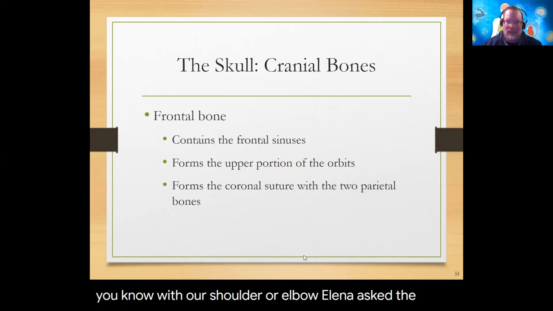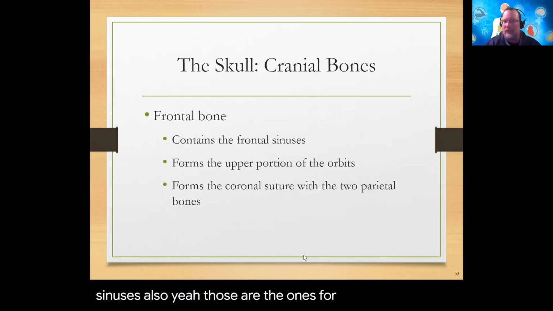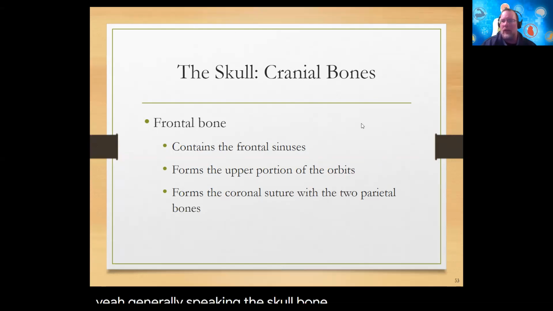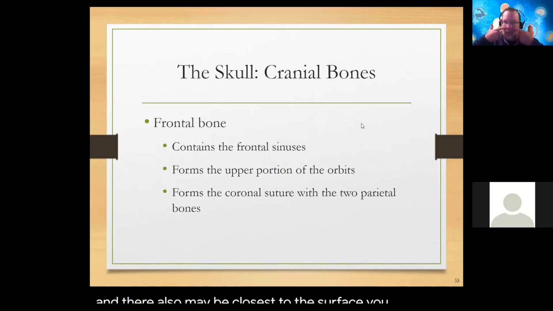Elena asks about the sinuses also. Yeah, those are the ones for sinus infections. Generally speaking, with the skull bones, I have a couple of illustrations coming up that will show all of the sinuses. They're pretty deep in, not the frontal bones. The sinuses of the frontal are the largest, I would say, and they're also maybe closest to the surface. You have a couple of sinuses underneath the eyes, or the orbits of the eyes, in the bone that makes up the floor of your eyes, called the maxilla bone, which we'll see later. That's part of the face. But you see sinuses there, and then there are a couple more bones kind of behind the eyes that are going to have sinuses.